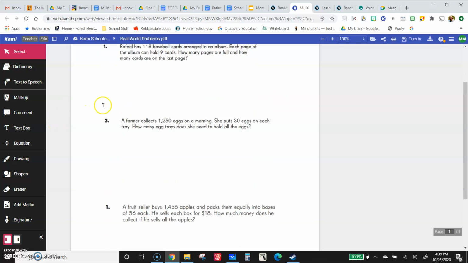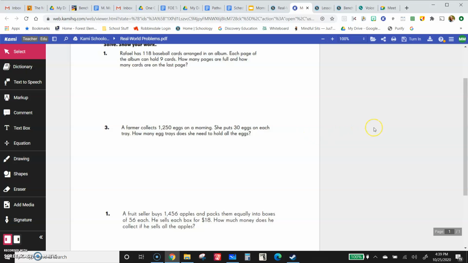Number 3. I know the numbering is weird. A farmer collects 1,250 eggs on a morning. She puts 30 eggs on each tray. How many egg trays does she need to hold all the eggs?